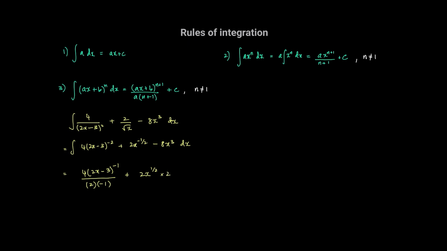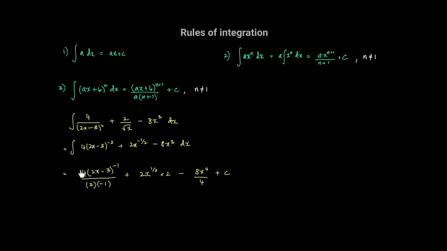And for the last term, again, we have the power rule here. So we have negative 8x^3 that we have to integrate. So what we're going to do is increase the power by 1. So it'll become 8x^4. And we're going to divide by the new power. So we divide by 4. And of course, we also have our constant of integration, c.